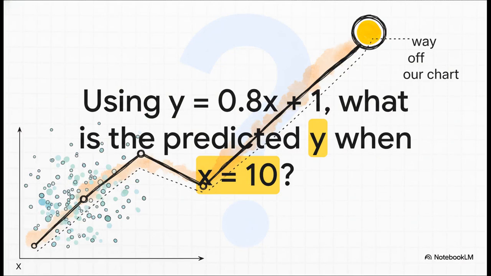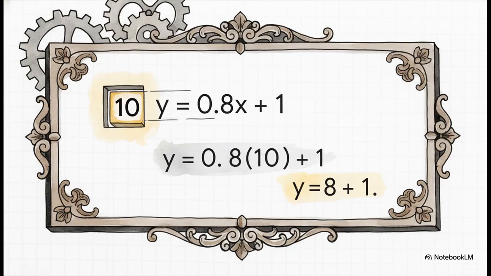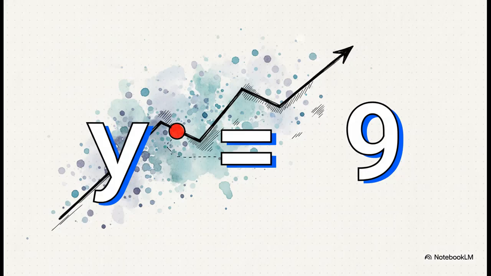So let's try it. Let's put our new machine to the test. Using our equation, what do we think y will be when x is 10? Now, 10 might be way off our original chart, but our equation doesn't care. It can handle it. It's actually pretty simple. We just take our equation and swap out the x for a 10. So y is going to be 0.8 times 10 plus 1. Do that quick bit of math, and we get 8 plus 1. Which means y equals 9. And just like that, we did it.